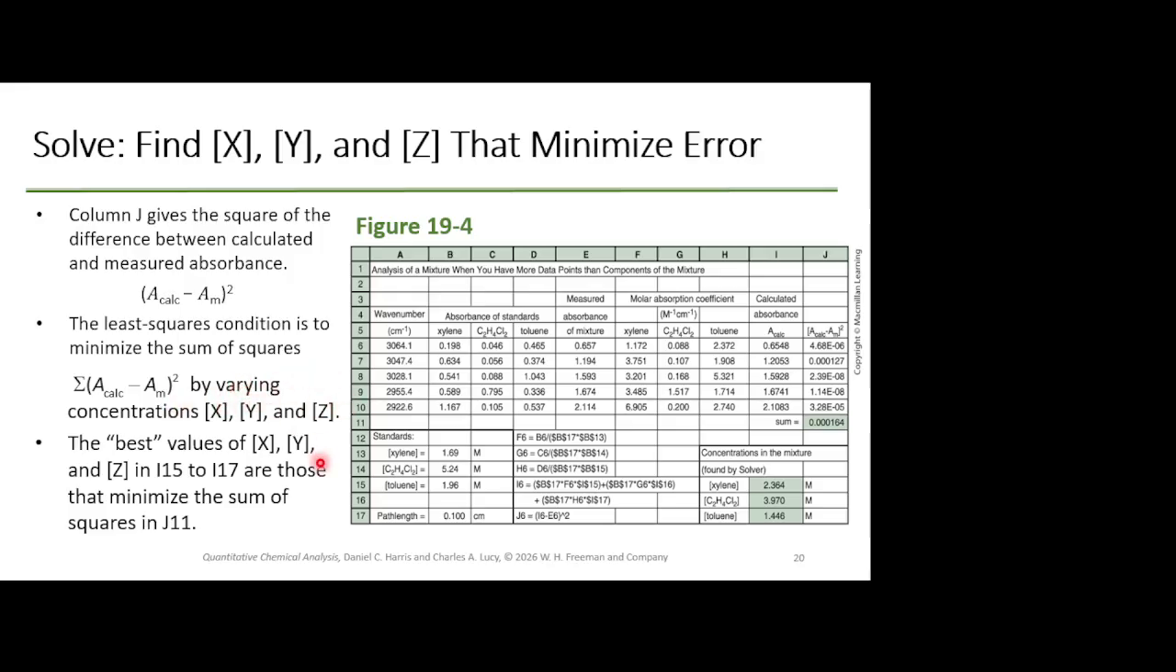Okay. So your best values of X, Y, and Z are going to be in I-15 to I-17, which is down here, which is the green stuff. And these are going to minimize your sum of your squares. So those are the two things you're going to put into the solver: what am I minimizing, and what do I use to minimize those. Okay? Is that making sense so far?